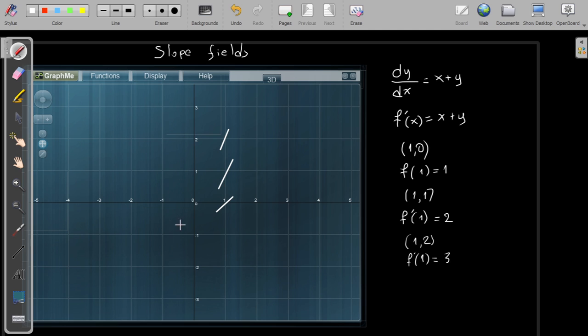I continue to fill in more points so as to see what kind of slope field I will have. Let's say the other point, let's take (-1, 0). So the gradient is going to be -1. The gradient -1 is like that.